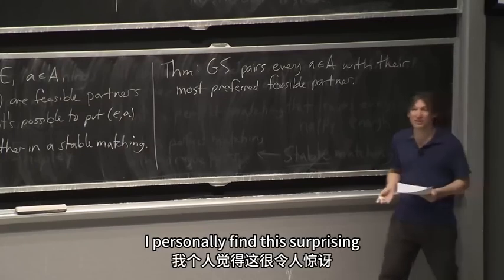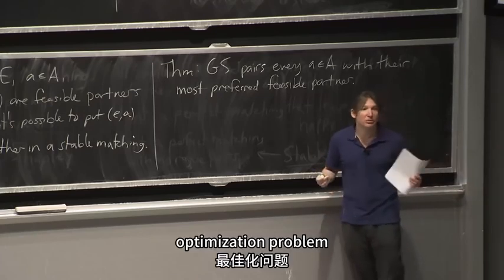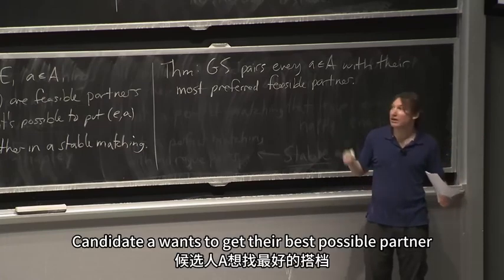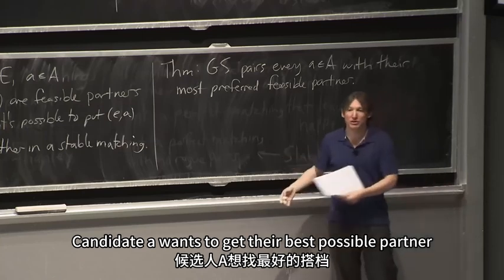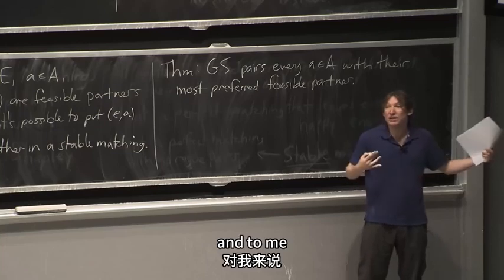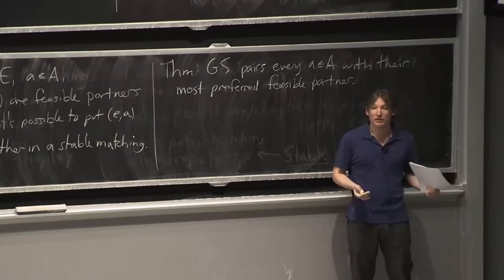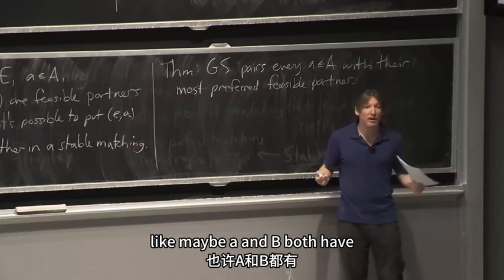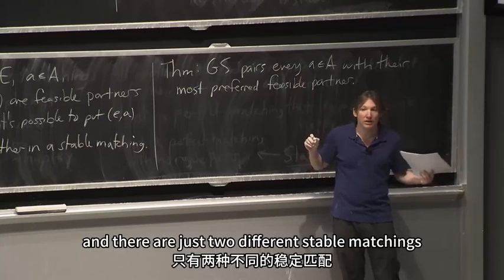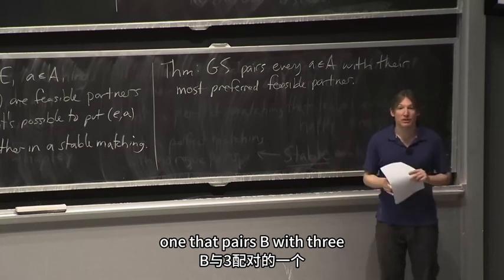I personally find this surprising. Often when we have some optimization problem, but we have lots of different metrics that we're trying to optimize, like candidate A wants to get their best possible partner, candidate B wants to get their best possible partner, it feels intuitive to me that maybe these desires might conflict with each other. Like maybe A and B both have evaluator 3 as their optimal partner, and there are just two different stable matchings, one that pairs A with 3, one that pairs B with 3.